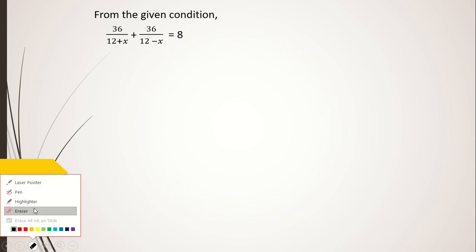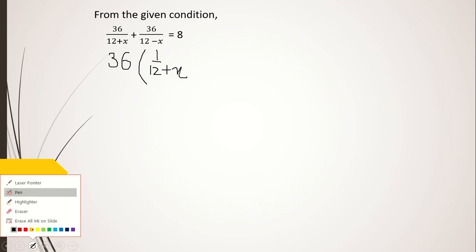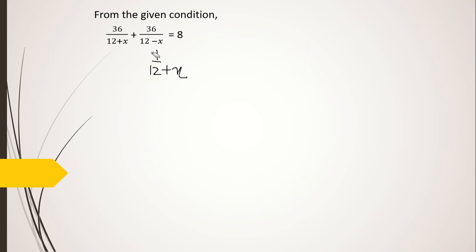8. Then what do? This 36 is taken common, and what remains inside is 1 upon 12 plus x plus 1 upon 12 minus x. Okay, so just take that 36 common. Now cross multiply here, cross multiply. So that will become 12 minus x plus 12 plus x upon multiply these two.